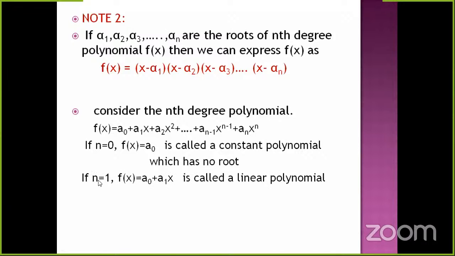And if n is equal to 1, what happens? Put n equal to 1, meaning 0 and 1. Then f of x will become a naught plus a1x. Children, see this expression. In which form is it? It is in a linear form. Since the highest power of x is 1, it is called a linear polynomial and it has only one root. For our convenience, we will consider that root as alpha in some cases.